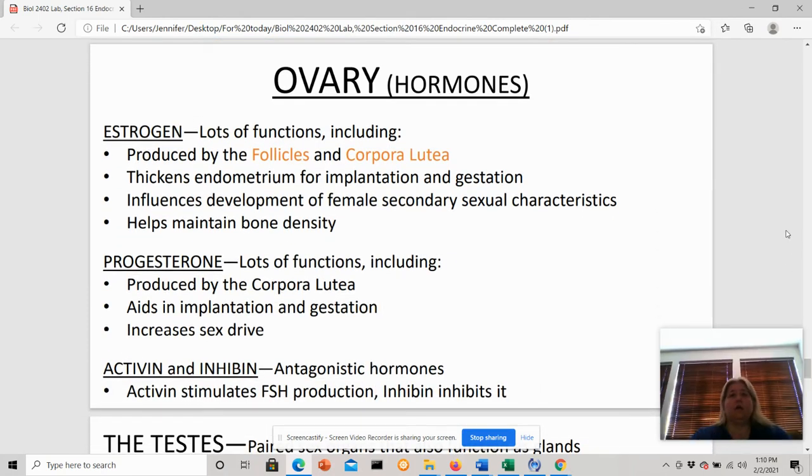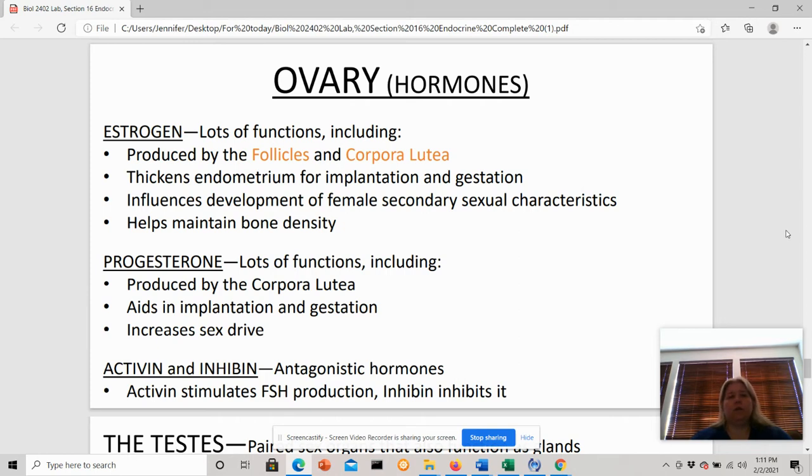So, ovary hormones. The first one we have is estrogen. Estrogen has a number of functions. Again, it's going to be produced by both the follicles and the corpora lutea. And what it's going to do is thicken the endometrium for implantation and gestation, and also influence the development of female secondary sexual characteristics. And then it helps to maintain bone density.